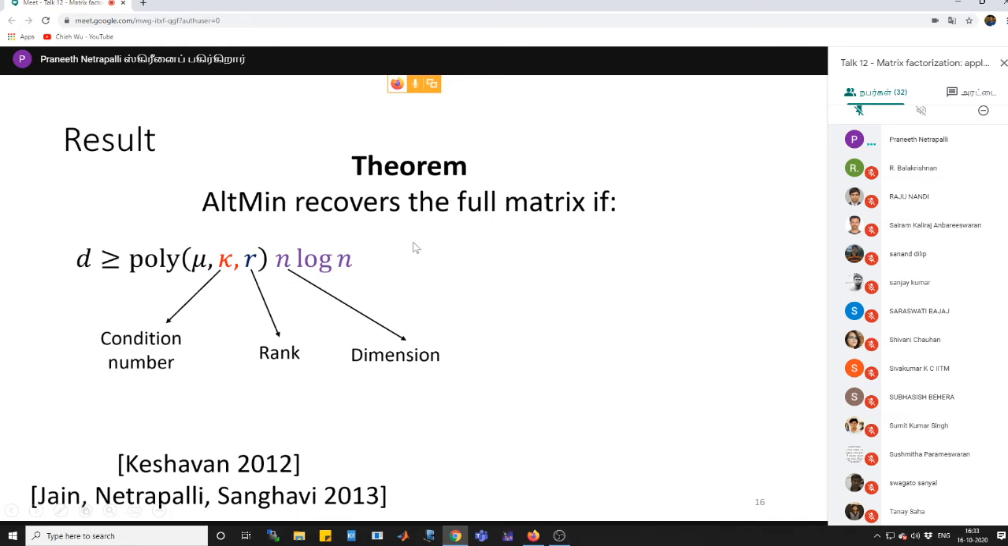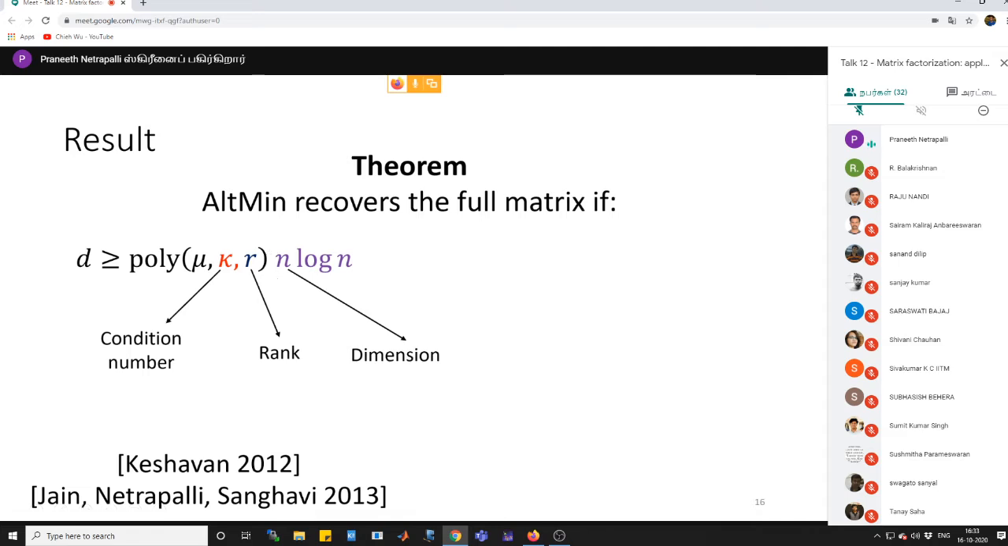Okay. So the most important part here is this D. In situations where mu, kappa and R are all constants, then D only needs to be about n log n, whereas the total number of entries in the matrix is m times n. So you're only observing a very small fraction of the matrix, and just using this you are able to recover the entire matrix.